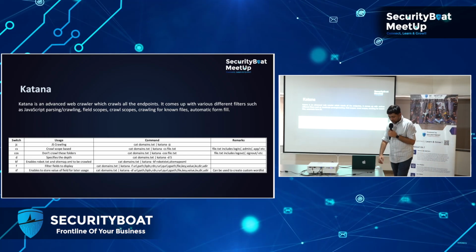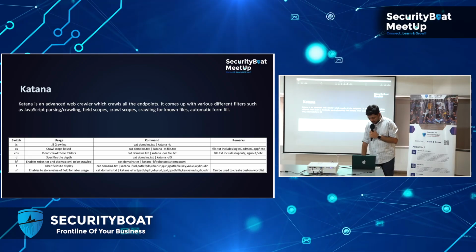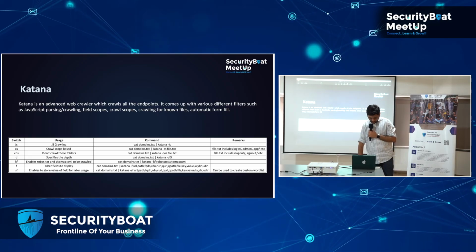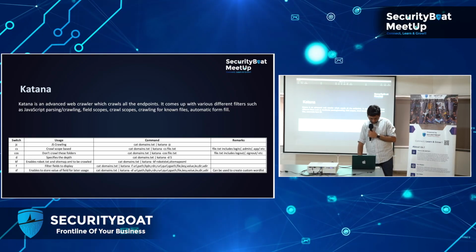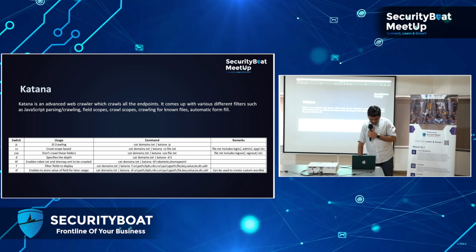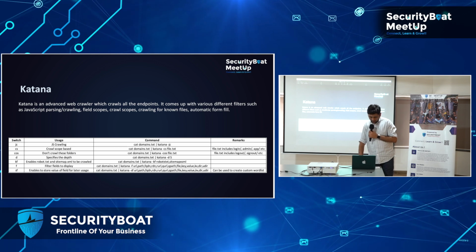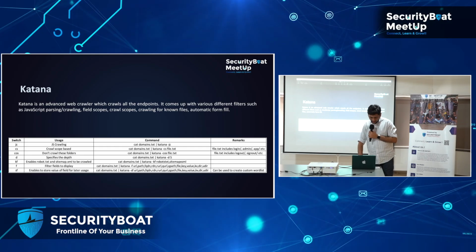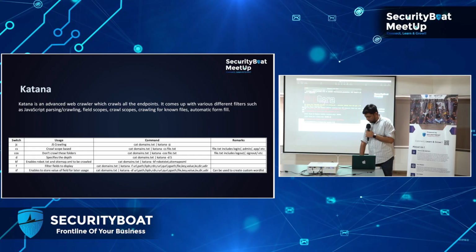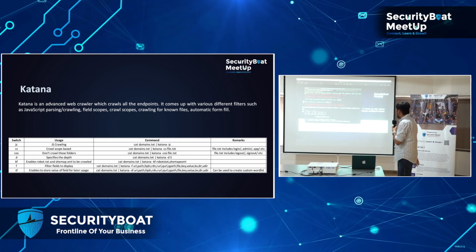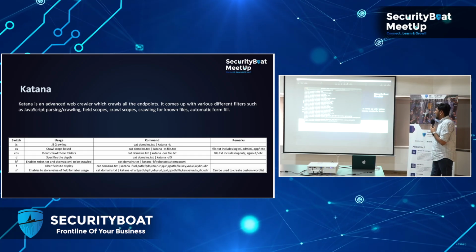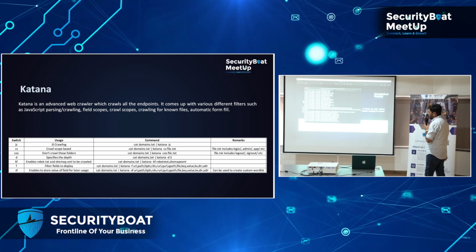To use Katana is pretty simple. We are not going to go much into depth on Katana, but we are just going to run it for one particular website, testphp.vulnweb.com. All you have to do is run katana -u https and the website's name. And it goes on crawling and crawling for all the different things.